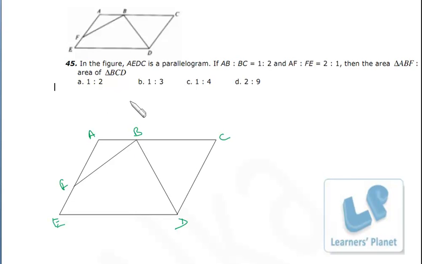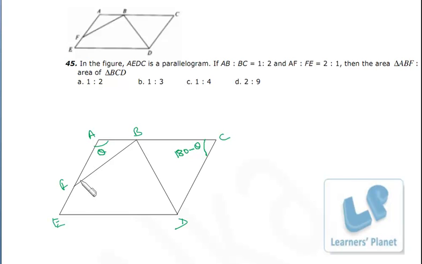Now this problem, in the figure AEDC is a parallelogram, AB is to BC is 1 is to 2 and AF is to FE is 2 is to 1. Then area of ABF and area of BCD, we want a ratio. Okay, now the problem can be done very easily using sine formula. The only thing you must be knowing is the relationship between this angle and this angle, right? If this is theta, then it is 180 minus theta.